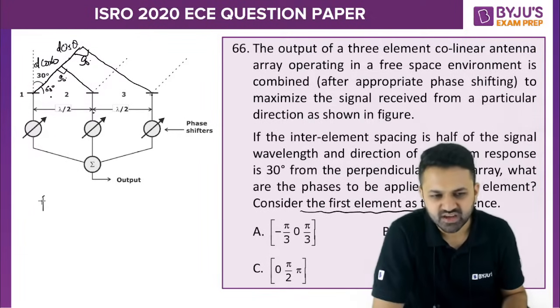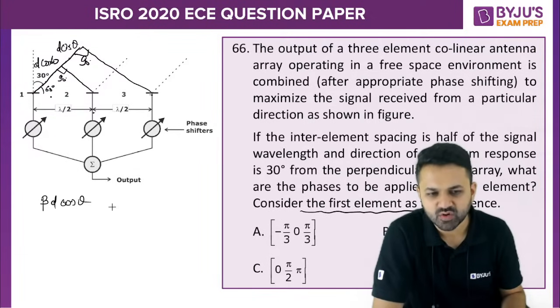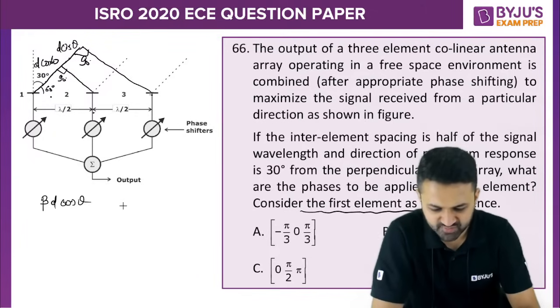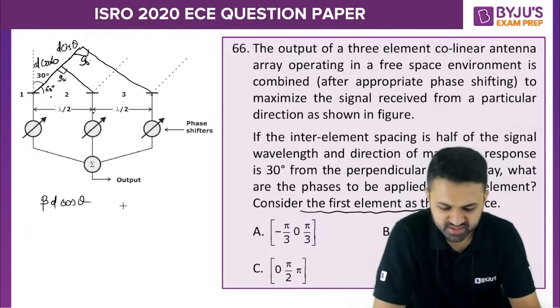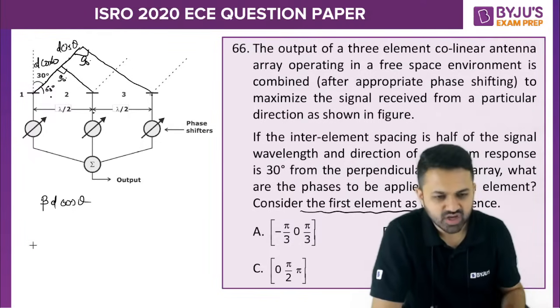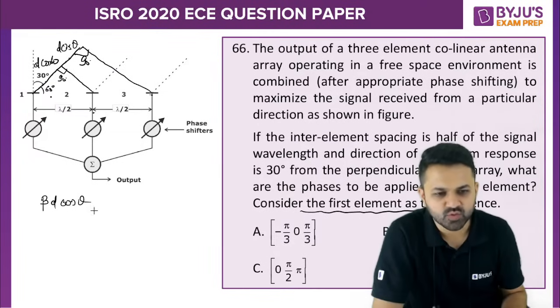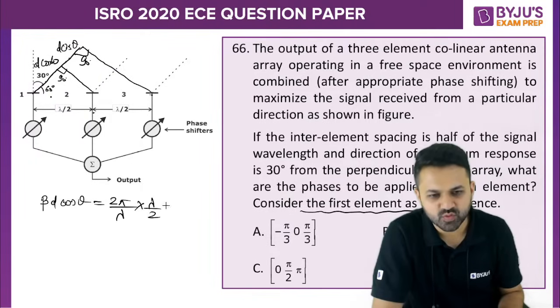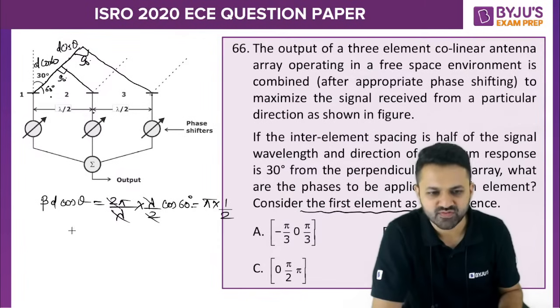What is the phase difference? We calculate the phase difference by beta d cos theta. So the difference between 1 and 2: beta is 2 pi by lambda, the distance is lambda by 2, and the angle is 60 degree. So first of all, lambda will get cancelled, and this is pi, and cos 60 is 1 by 2, not root 3 by 2. So we will get pi by 2. So the phase difference between first and second is pi by 2.